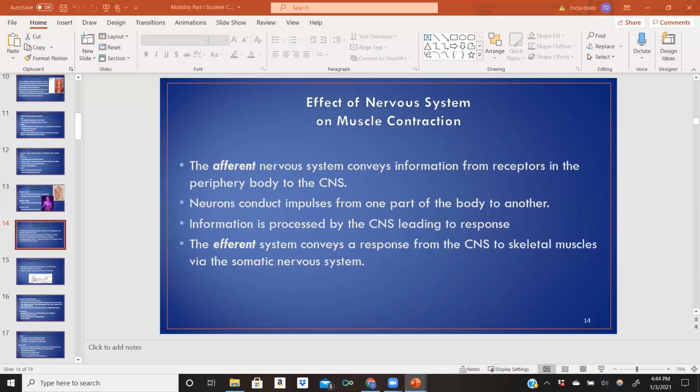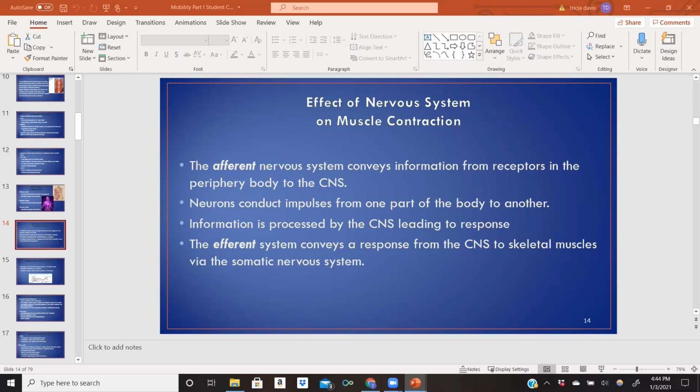The information is then processed by the CNS, leading to a response. So there's a fly on my nose, I want to brush it off. Okay, you feel that light pressure on your nose, and then it's processed by the CNS. You feel it and you want to shoo it and brush it off.